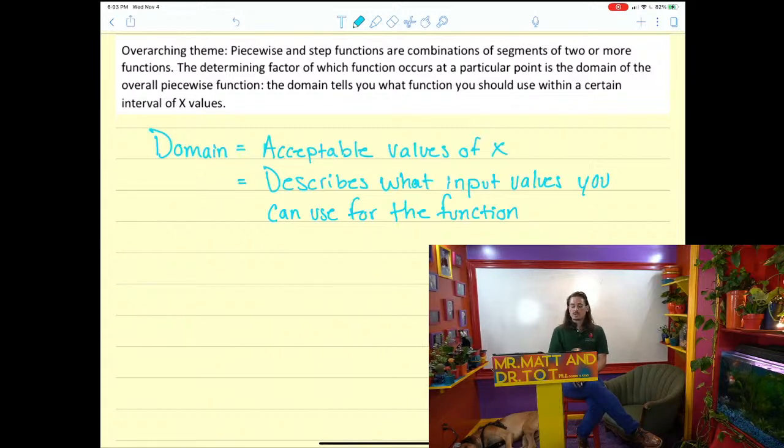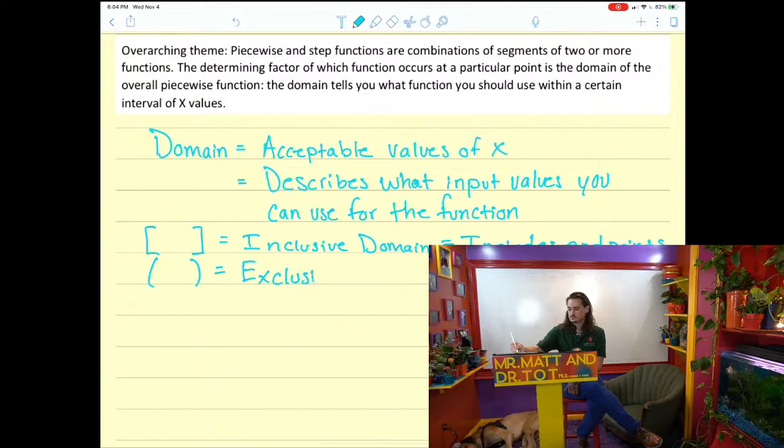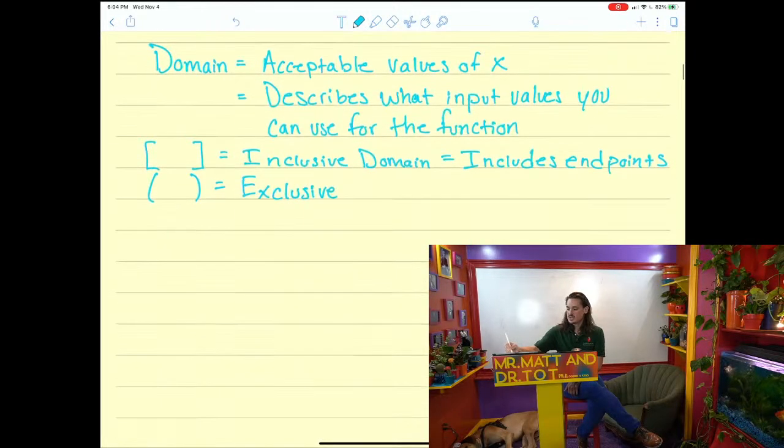We also need to talk about inclusive versus exclusive domain. So when we see brackets around a certain value, that means that the domain is inclusive. That means that it includes the endpoints. If you see parentheses, that's usually indicative of an exclusive domain. And that means that it does not include the endpoints.